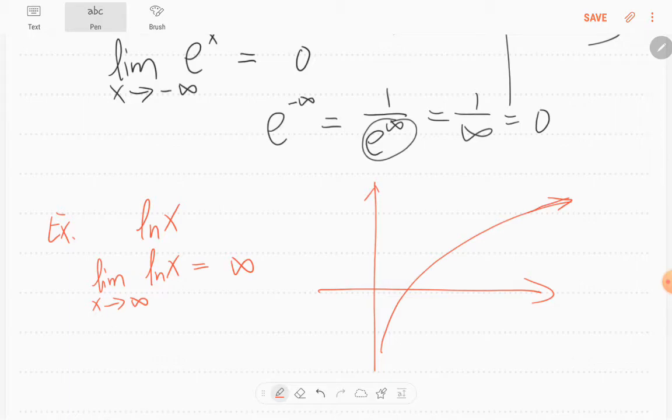And as x approaches negative infinity, the limit does not exist because x cannot be a negative number. As you see from the graph, x is always positive. So this is the domain of the natural log of x. Here, this part must be positive.